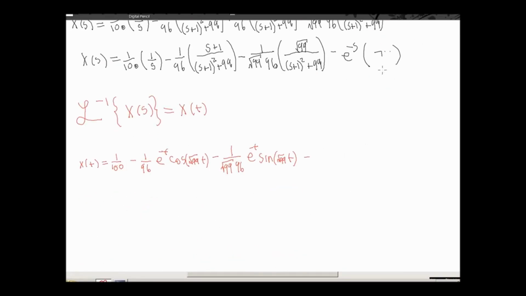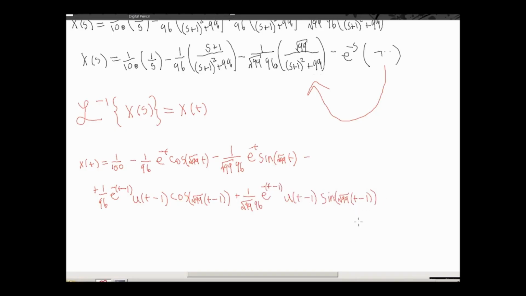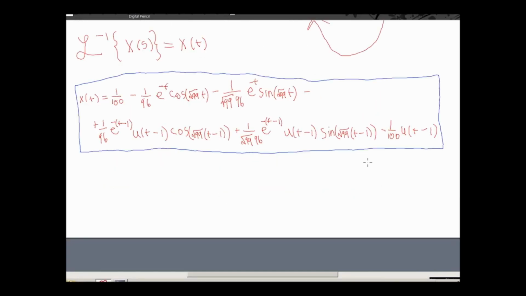Now, all the terms that are in here are the same as the terms that showed up here. So what I'm about to write here is going to look like what you see here. The only difference is that they're all shifted by 1 and they're all being multiplied by the unit step function. It's pretty straightforward. So this is the result that we're looking for.